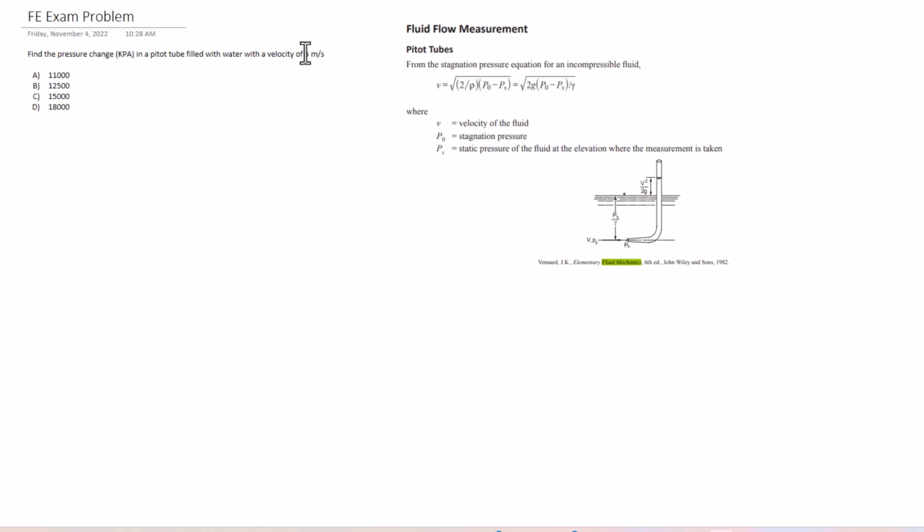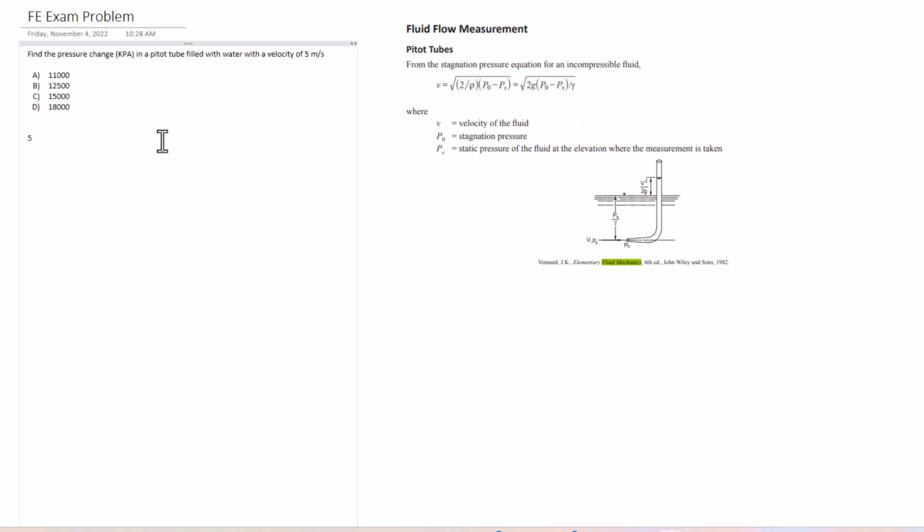And so we have the velocity of the fluid, but now we're going to need to find all these other variables. This is the FE exam manual excerpt showing the equation. We have a couple different versions of this equation, and it has a diagram. It has velocity equals the square root of 2 over the density of the liquid times the pressure change, and then we have root 2g times the pressure change divided by the unit weight. These will give you the same answer, but you have to make sure you use the right values.